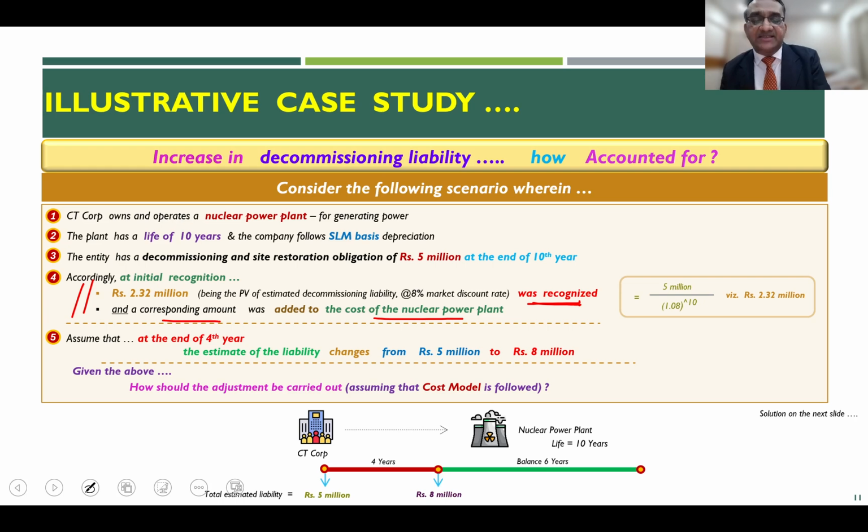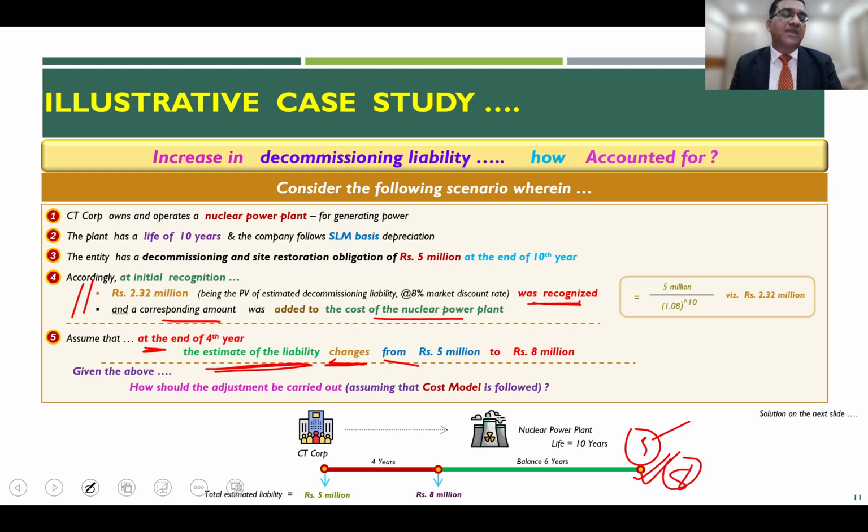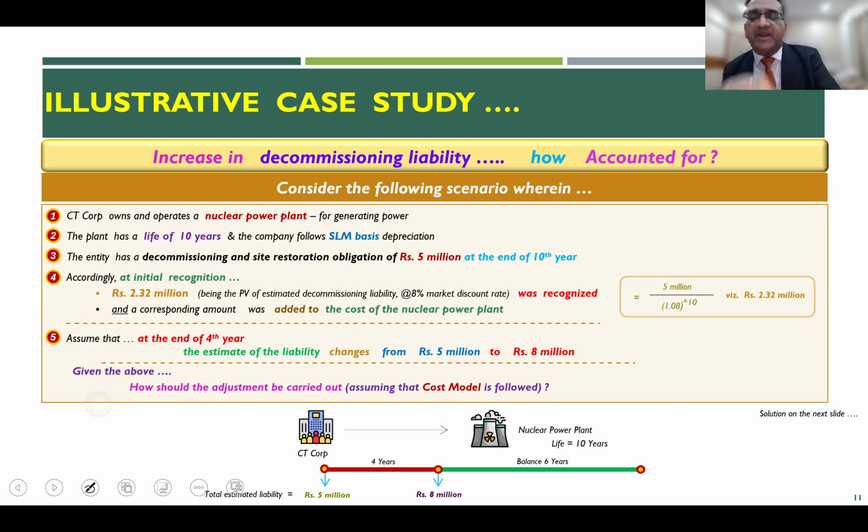Now what happens? At the end of the 4th year, the estimate of the liability changes from 5 million, which you had expected initially, that you will pay 5 million, not the present value, the gross amount, 5 million. This now changes to 8 million. So the gross liability at the end of the 10th year increases from 5 million to 8 million. The entity is following the cost model. How does this adjustment need to be incorporated in the books of accounts?